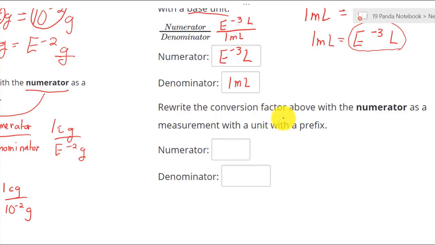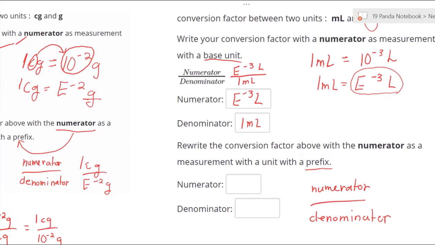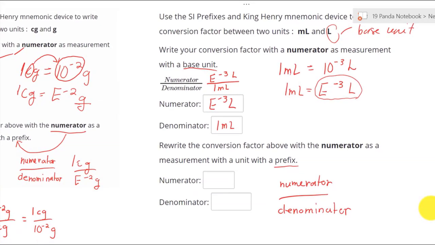Now let's move on to rewrite the conversion factor above with a numerator as a measurement with a unit with a prefix. So first thing you do, you have your numerator divided by your denominator. Okay. And this time my prefix. So I'm going to look for something with milliliter, because M is my prefix. So therefore, it's going to be 1 milliliter divided by my denominator. This time my denominator has to be a base unit, which is liter. So it's going to be capital E, negative 3 liter.